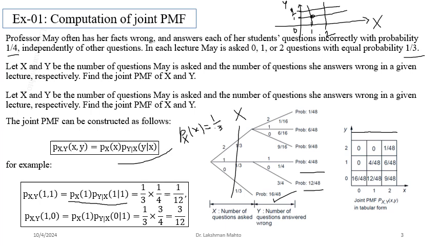So what is the summation of 0 plus 0 plus 16 by 48? It means 1 by 3. Now, likewise, what is the sum of the second column? 1 by 3. Likewise, what is the sum of the third column? That one is also 1 by 3.